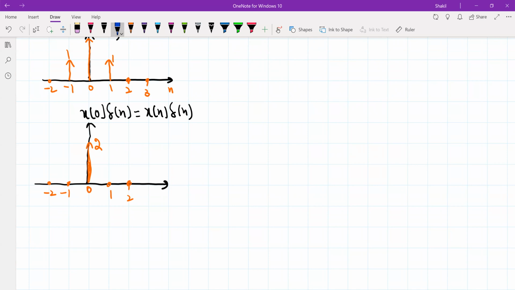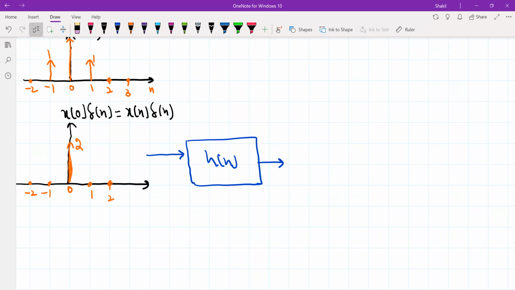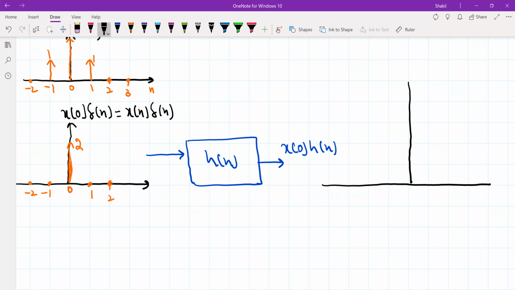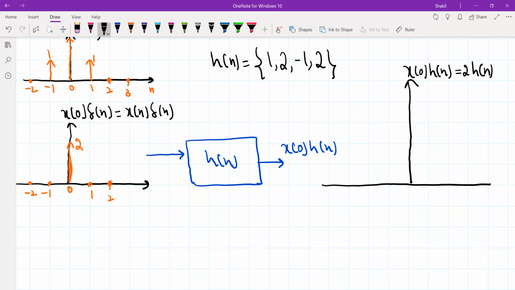And we know from LTI system theory, the corresponding output of the system whose impulse response is h of n will be x of 0 times h of n. What is the output for delta n? That's h of n. So the output will be x of 0 h of n, and x of 0 is 2, so this will be 2 times h of n. And what's our h of n? Let's suppose, for simplicity, h of n is 1, 2, minus 1, and 2. So you can write h of n like this. So this is our output: 2 times 2 is 4, right?